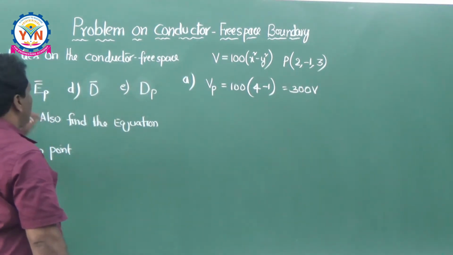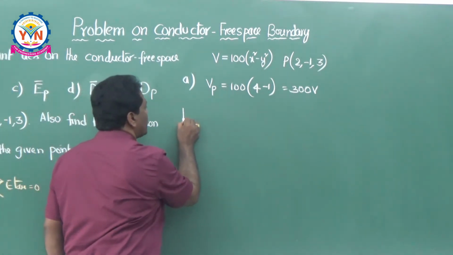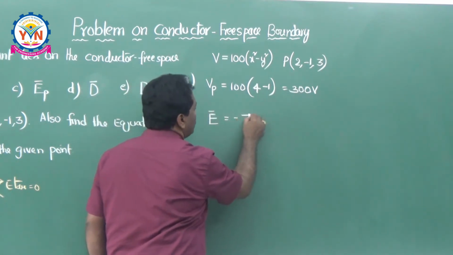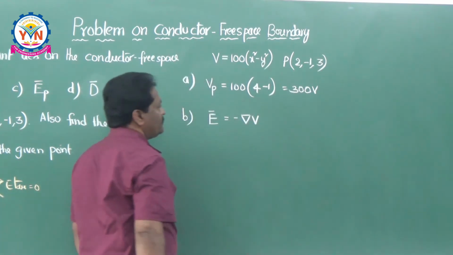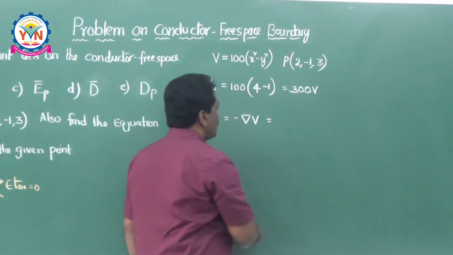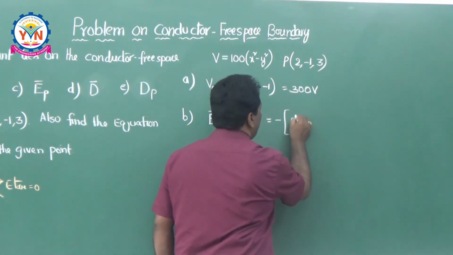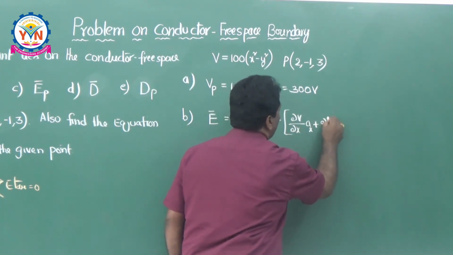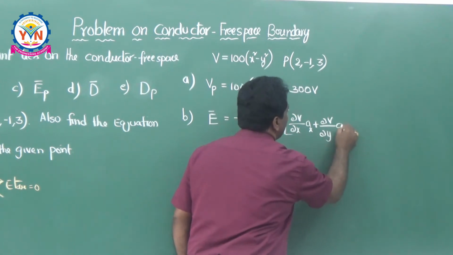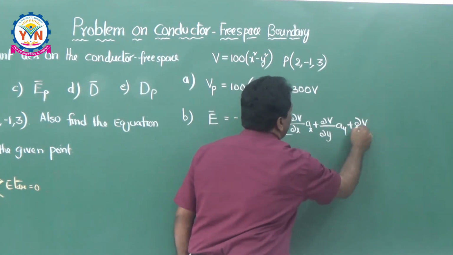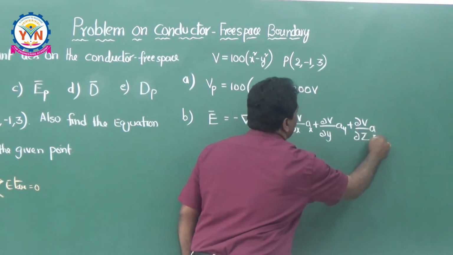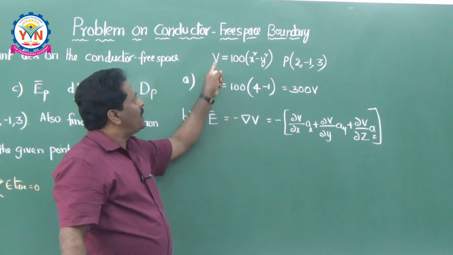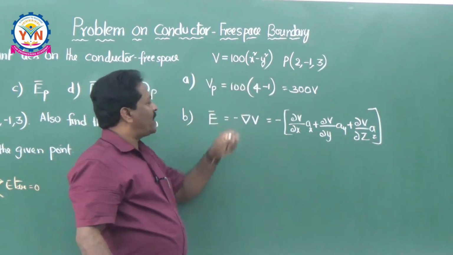And what is the second one then? E bar, the electric field intensity. Electric field intensity is equal to minus del V, which is already known to you. That is equal to minus of dou V by dou x into Ax plus dou V by dou y into Ay plus dou V by dou z into Az. The potential is already given to you: V is equal to 100 into x square minus y square.